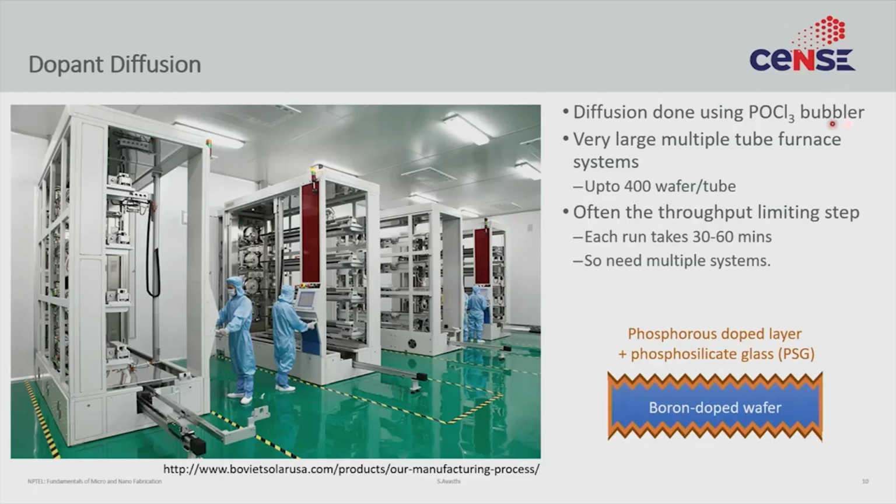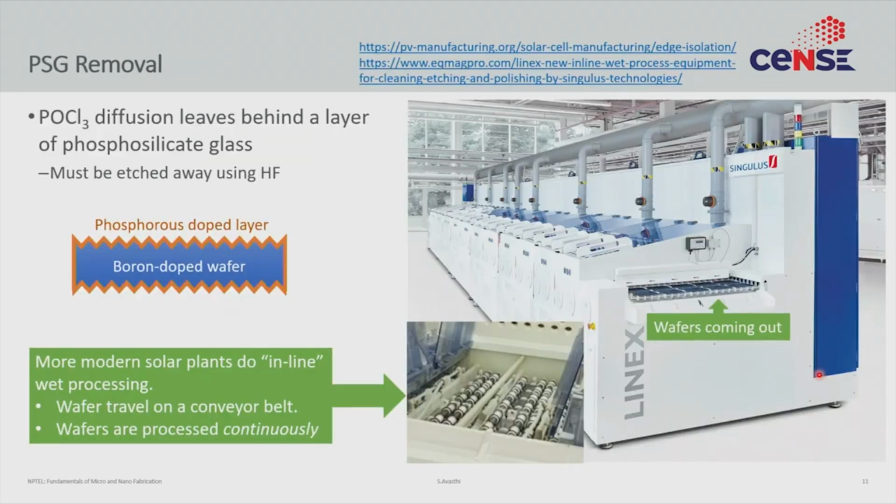Because we are doing a POCl3 bubbler, you also form the phosphosilicate glass on top, that is the darker orange, and that of course needs to be etched away in order to proceed. So the next step is that etching of that phosphosilicate glass. So when you etch the phosphosilicate glass in HF, you are left with this boron doped wafer, this phosphorus doped layer that wraps all around it, a textured surface.